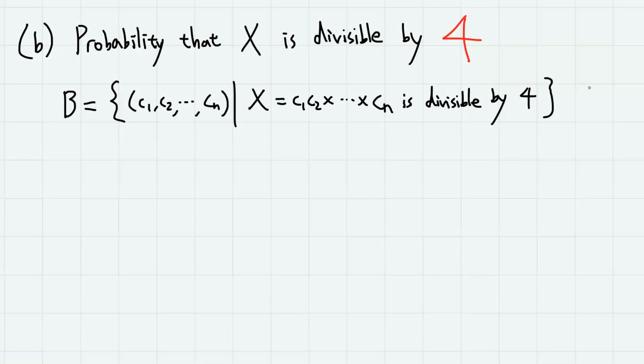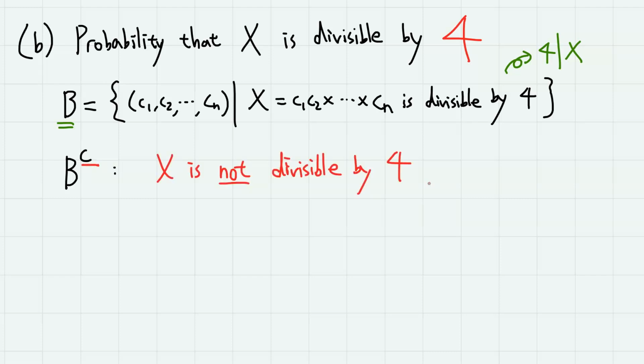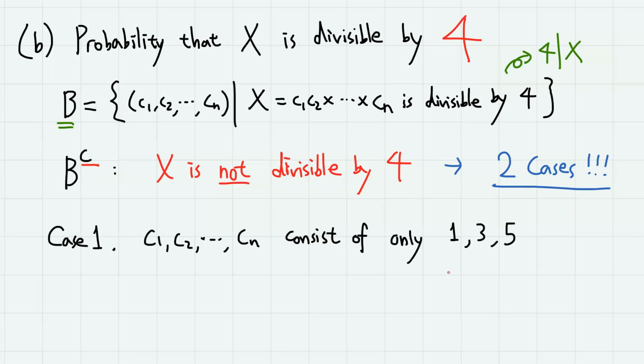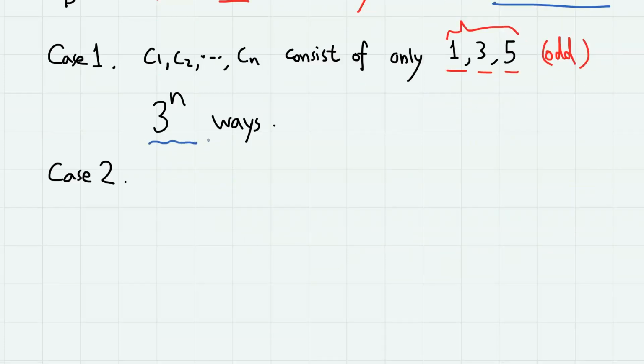The probability that x is divisible by 4. Here, let's use B as the event that x is divisible by 4. Again, we will consider the complement of event B, where x is not divisible by 4. And now, there are 2 cases for that, because let's think about it. When is x not divisible by 4? The first case is when all values from the experiment consist of only odd numbers, 1, 3, and 5. So in every trial, one of these 3 numbers must appear, and there are total n trials, so there are total 3 to the power of n ways. So here's our number of cases for case 1.